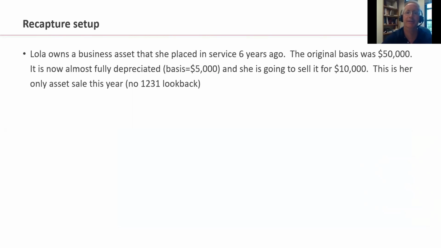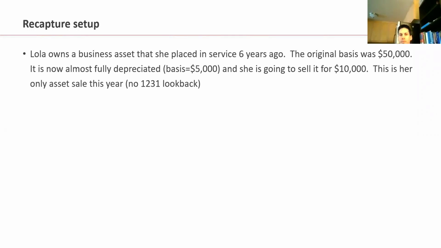So Lola owns a business that has assets she placed in service 6 years ago. The original basis was $50,000 and it's now almost fully depreciated. Okay, so this asset that she placed in service, it cost her $50,000. She's been depreciating it for 6 years. It's down to $5,000. She's now going to sell it for $10,000.